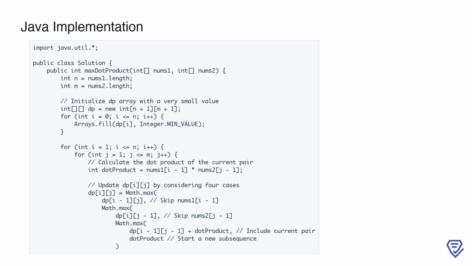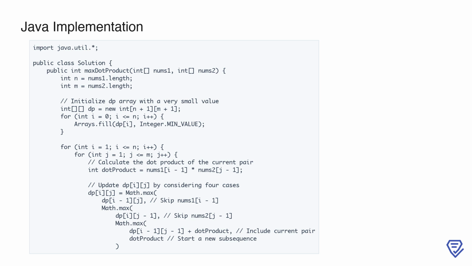Next, we initialize a 2D DP array to store intermediate results, setting all its values to a very small number, Integer.MIN_VALUE, to handle cases where subsequences could have negative products. This ensures we don't unintentionally consider uninitialized values. After initializing the DP array, we iterate over each element of nums1 and nums2 using nested for loops.